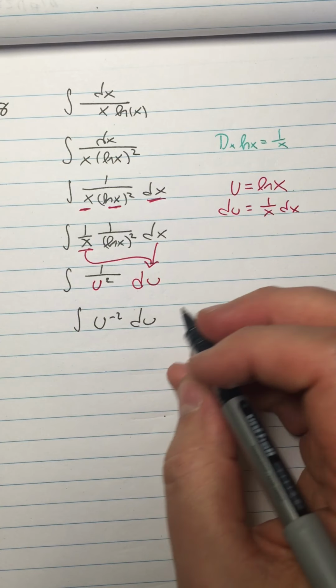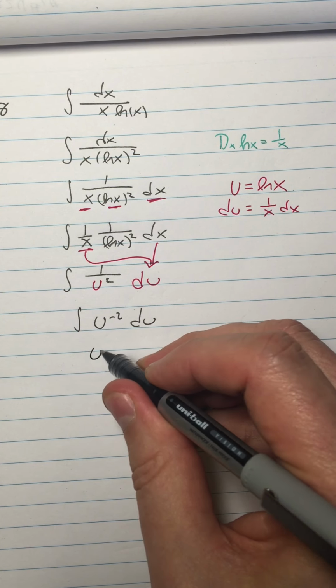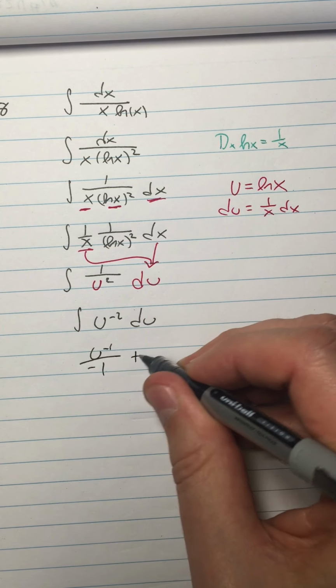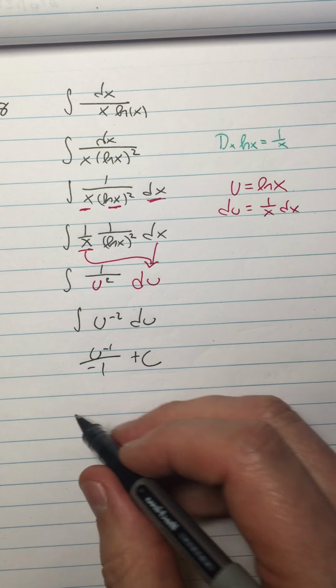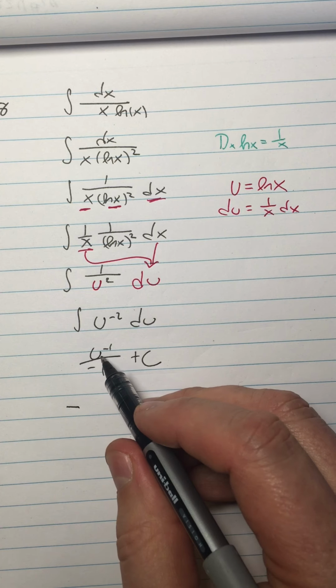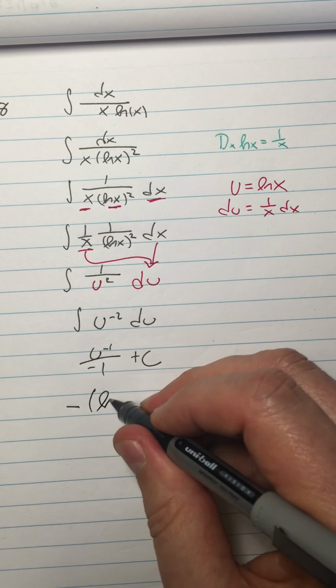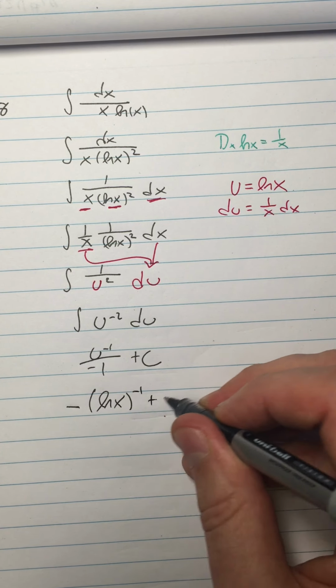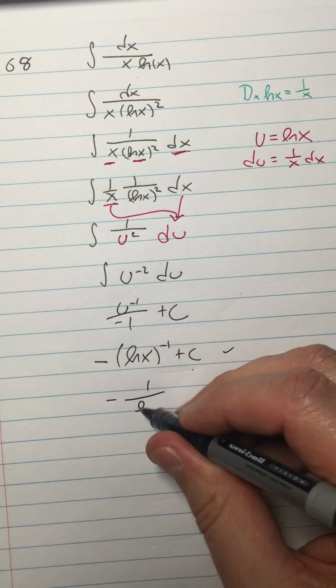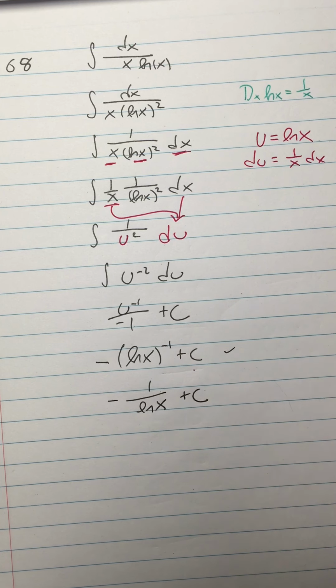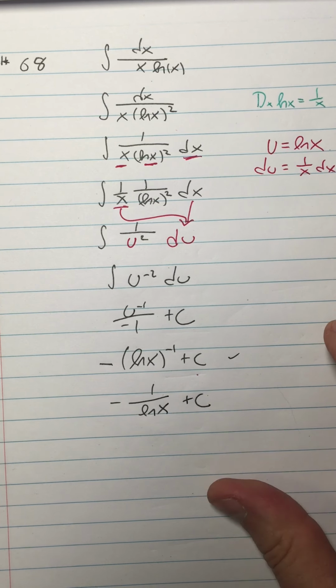All right, so now we do our antiderivative by raising the exponent by 1, divide by the new exponent, put a plus c because I did the antiderivative. And now, let's see, I can just pull the negative out, and I have u to the negative 1, so that's ln x to the negative 1. And, you know, I could leave it like this if you wanted, but wouldn't it be nice to make it negative 1 over ln x plus c? And that's what that antiderivative is, and that's number 68.